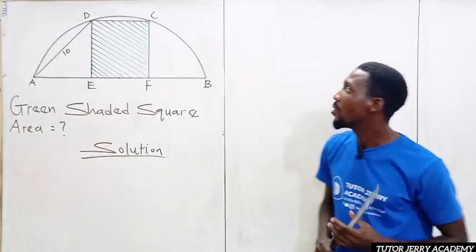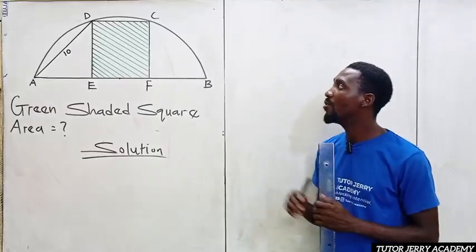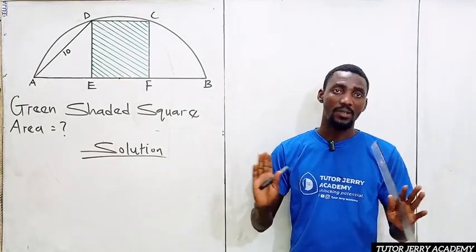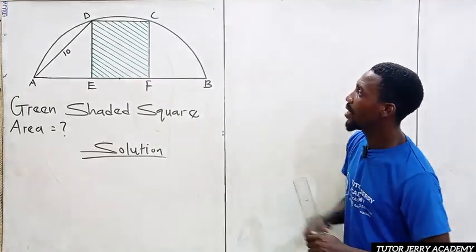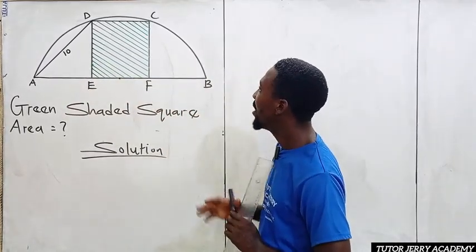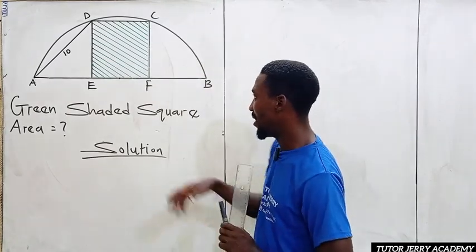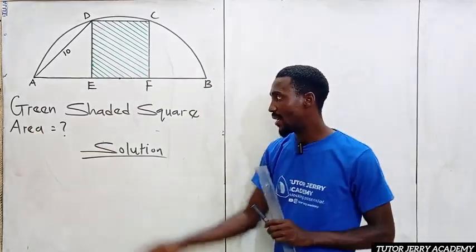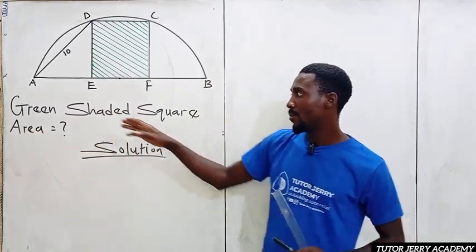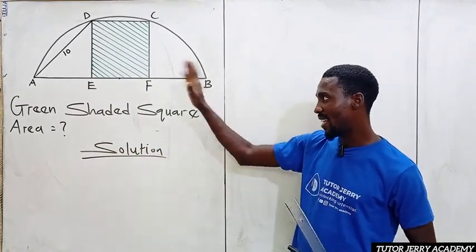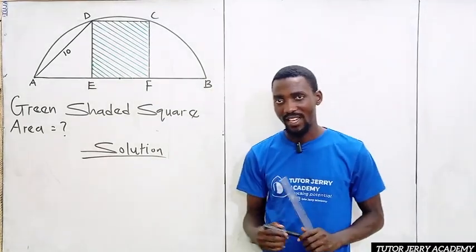So here you can see the above diagram. Please note the diagram is not drawn to scale. We have a semicircle and a square inscribed in it. Then we have a line from here to here, given to be 10. We are told to find the green shaded square area, so we want to find the area of this square.